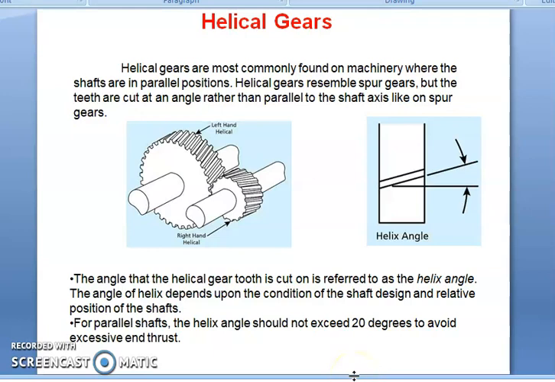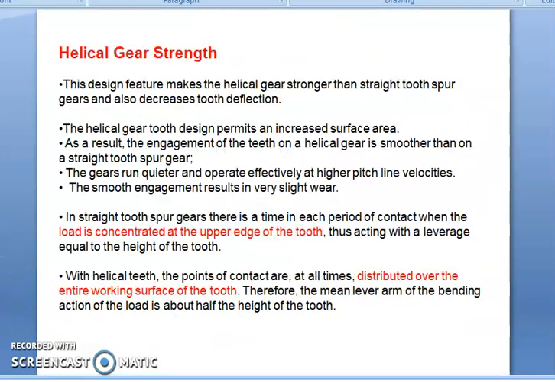Helical gears are most commonly used on machineries where the shafts are in parallel positions. Helical gears resemble spur gears, but the teeth are cut at an angle rather than parallel to the shaft axis, as in the spur gear. Here the helical gear tooth is cut at what is referred to as the helix angle. The angle of the helix depends upon the condition of the shaft design and the relative position of the shafts. For parallel shafts, the helix angle should not exceed 20 degrees to avoid excessive end thrust.